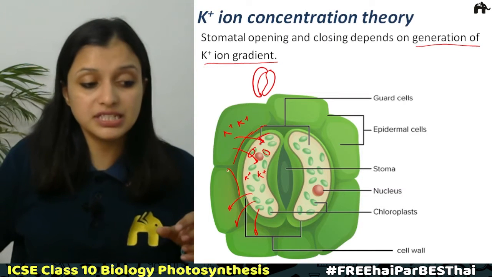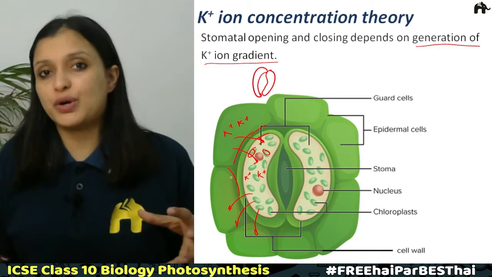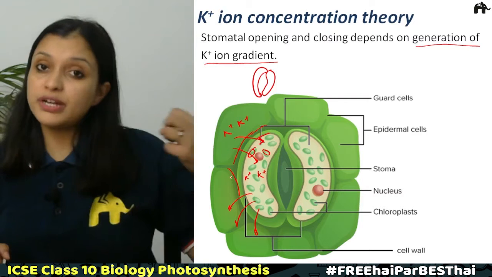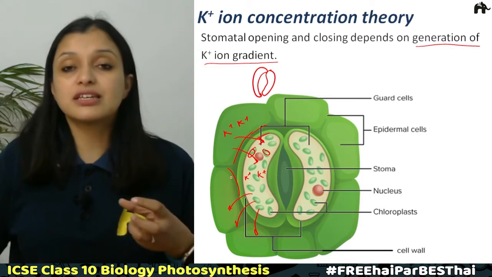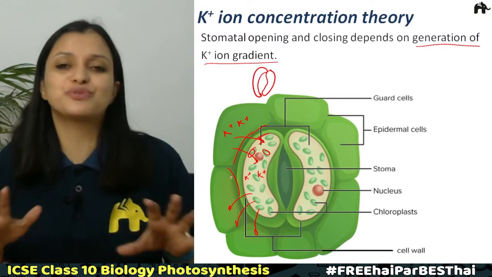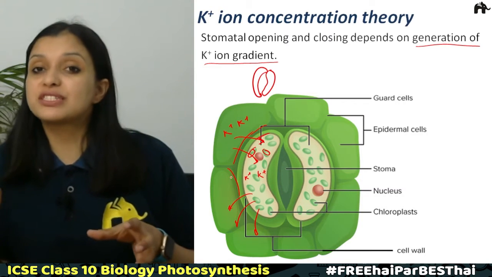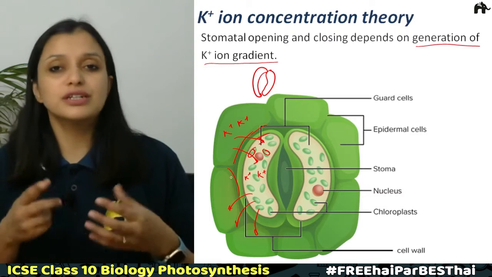Now what will happen? These surrounding cells will become what? They will become hypertonic. So they will try to get more and more water from the guard cells, right? So this is just the case of hypertonicity and turgidity that we already studied, right? So it is the movement of the K positive ions that leads to the opening and closing of the stomata.